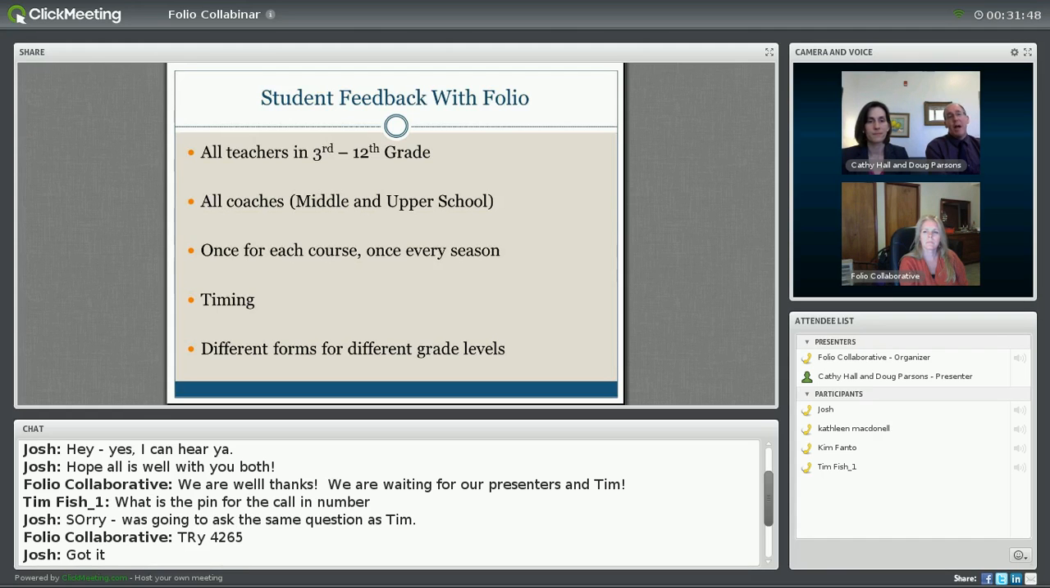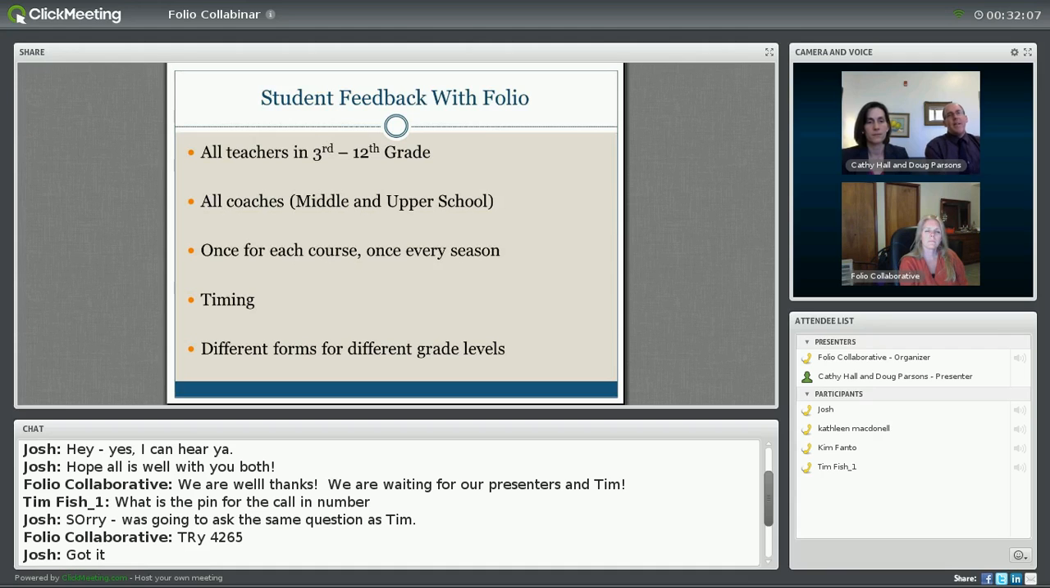And of course, now we're doing it with every teacher and every coach every year. The basic rule of thumb is once for each course, once for each season. That's for all coaches, upper and middle, at all levels.